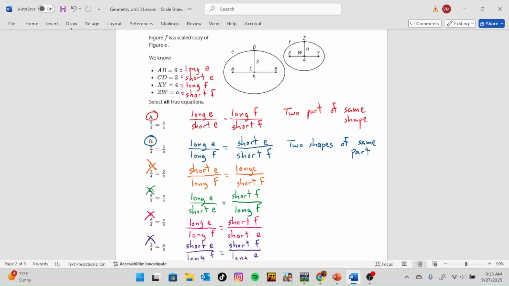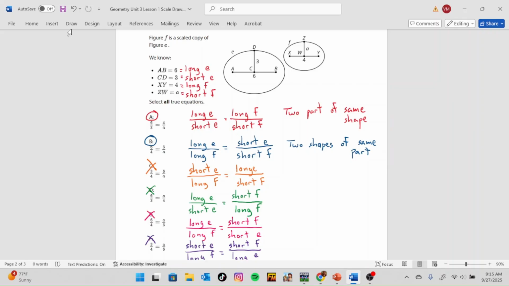And then in B, I was comparing two shapes, but of the same part. So I was comparing the long parts of E and F with the short parts of E and F. And I made sure that the two parts for E were on top and the two parts on F were on the bottom. So I hope this makes sense to you.